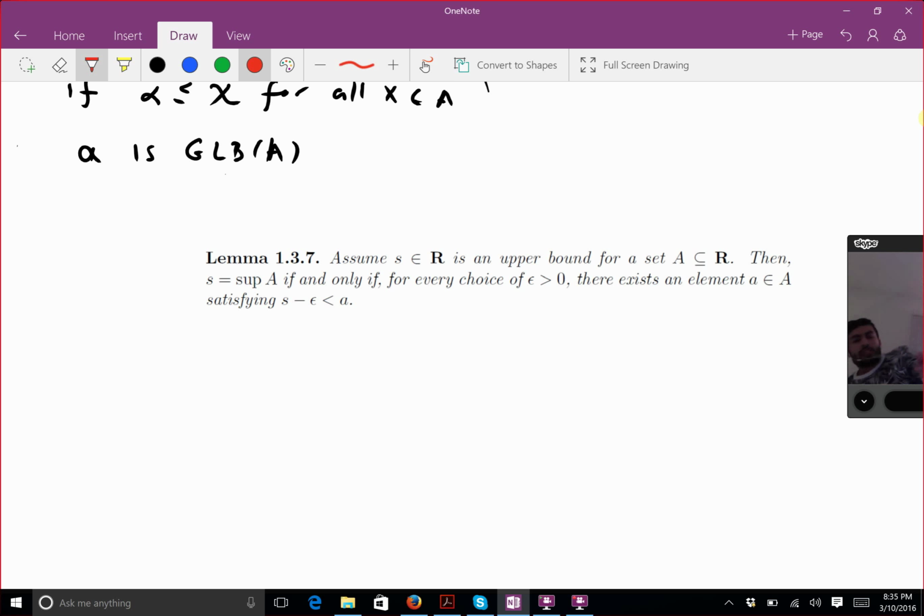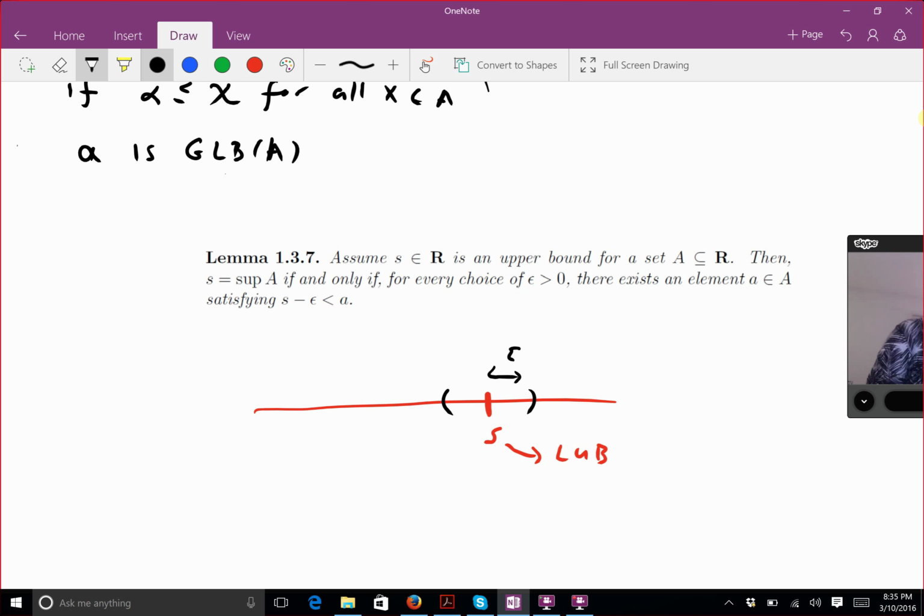Actually, I didn't understand this lemma. That's okay. This takes a little while to understand. So here's what it's saying. So here's S, and it's an upper bound for A, but I'm claiming it's the least upper bound. And what this means is, in order for this to be true, if you give me any epsilon neighborhood, I have to be able to find some element of capital A in that epsilon neighborhood.